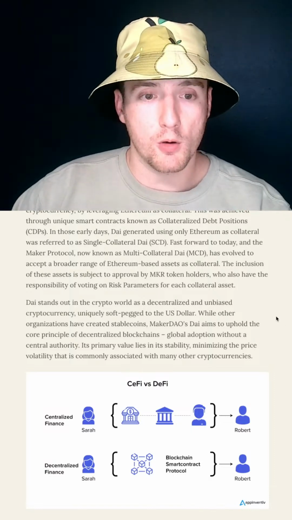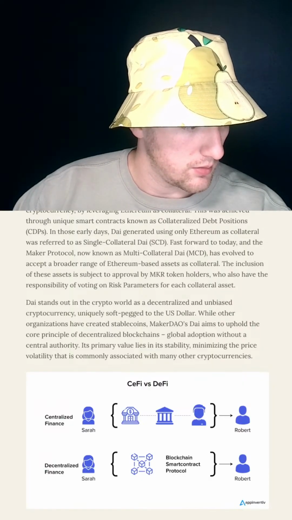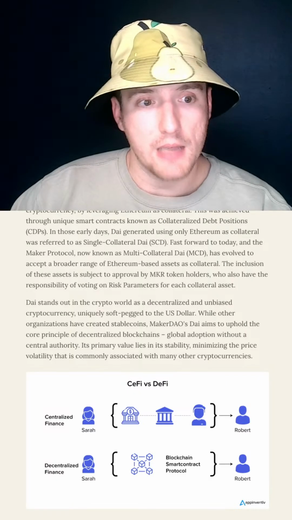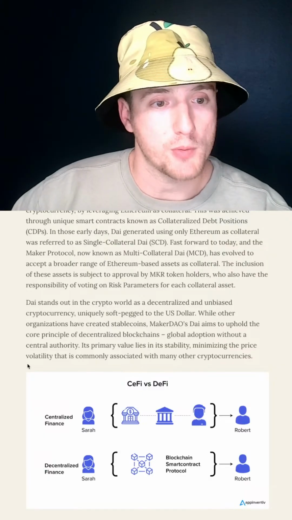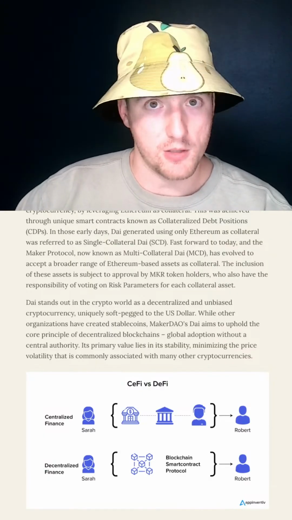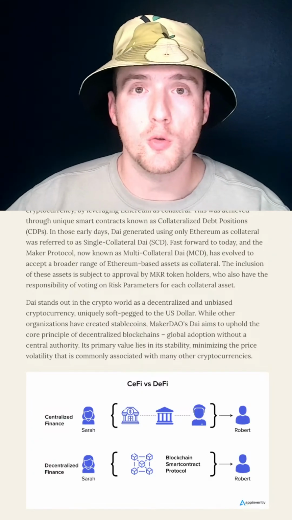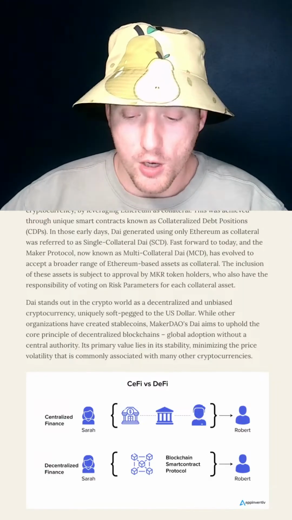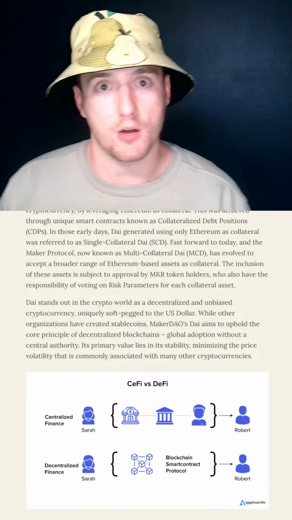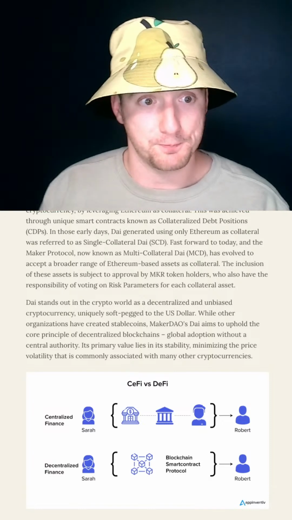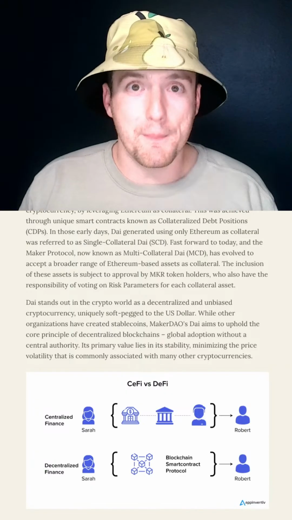DAI stands out in the crypto world as a decentralized and unbiased cryptocurrency, uniquely soft pegged to the US dollar. This is the purpose of stablecoins, to be pegged to the US dollar, to be at parity. They want to have the value of one token of the stablecoin equal $1 US forever and always. That's the objective. And so DAI is soft pegged, meaning it's not backed by hard assets.